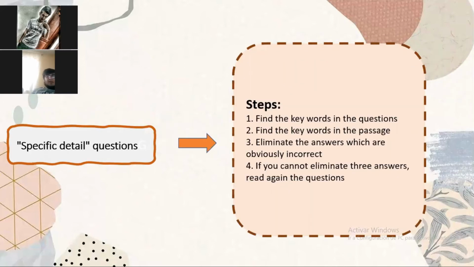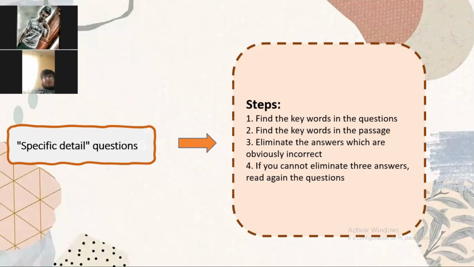Then we have the specific detail question. A few questions of each passage will ask you to find a specific detail. The questions are easy to answer. Here we have some steps to answer this type of question. First, find the keywords in the question. Remember, the keywords in the question will probably be paraphrased from the text. Second, find the keywords in the passage. Remember, the points will likely be paraphrased. Third, eliminate answers which are obviously incorrect.